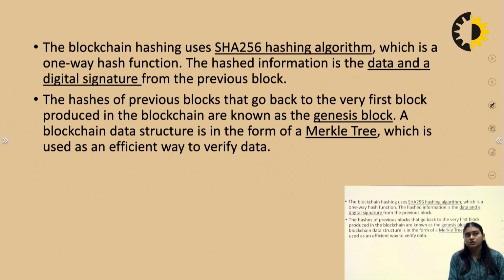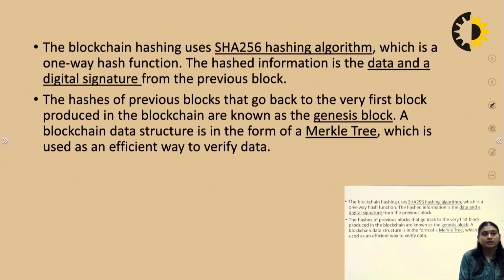So the hash information is simply the data and a digital signature from the previous block. So the hash contains two things. Now the hashes of the previous blocks go back to the very first block produced in the blockchain, known as the genesis block. Simply, the genesis block is the very first block in the blockchain. So it doesn't have any previous hash value, which is automatically set to 0.